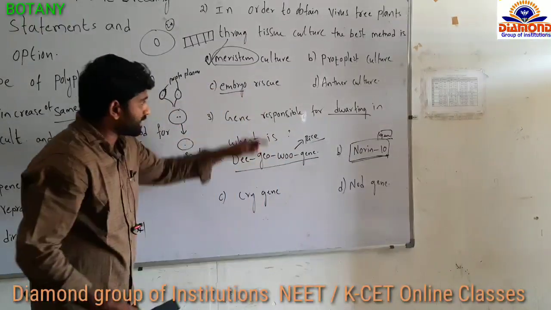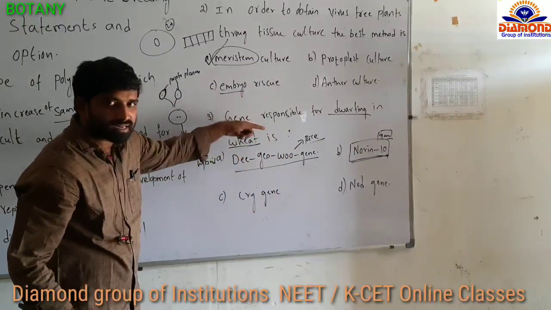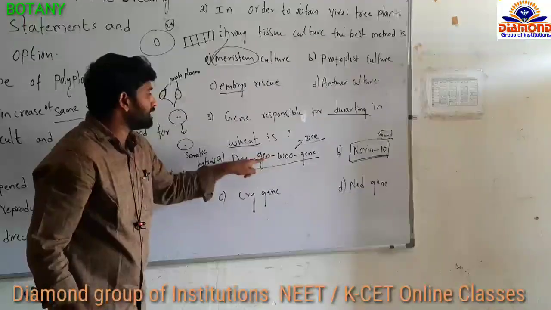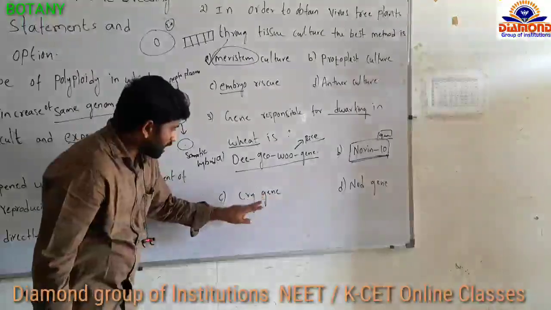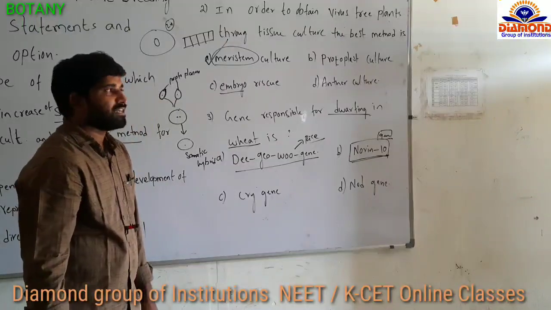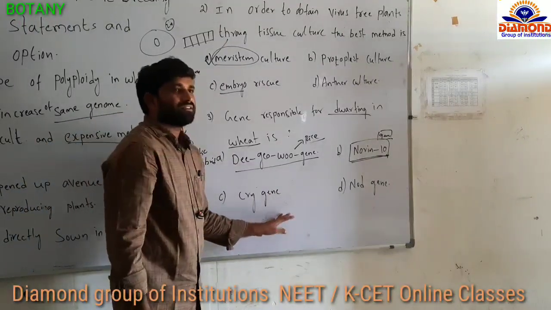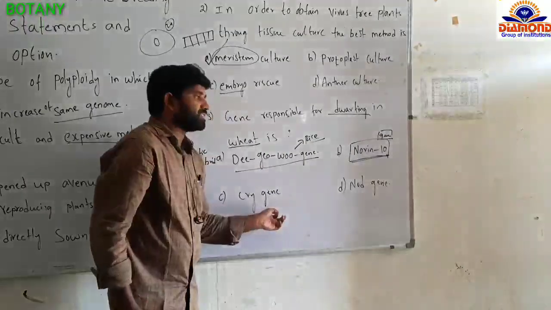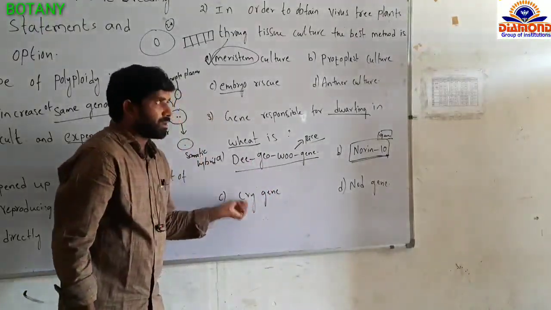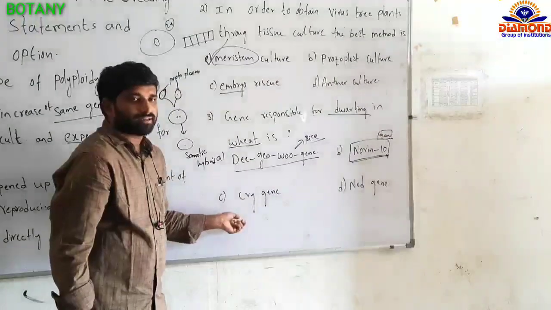In the same way, if rice were given instead of wheat, we would get the answer Dee-geo-woo-gen. This is the gene name we see in rice. And option C, Cry genes. These are the crystal protein genes we can see in Bt cotton. Those are specialized genes collected from the Bacillus thuringiensis bacteria.